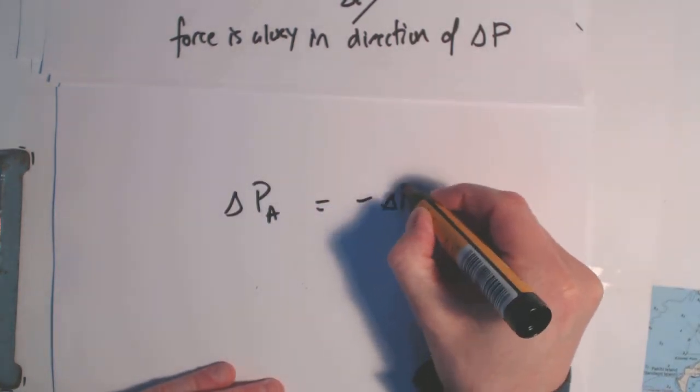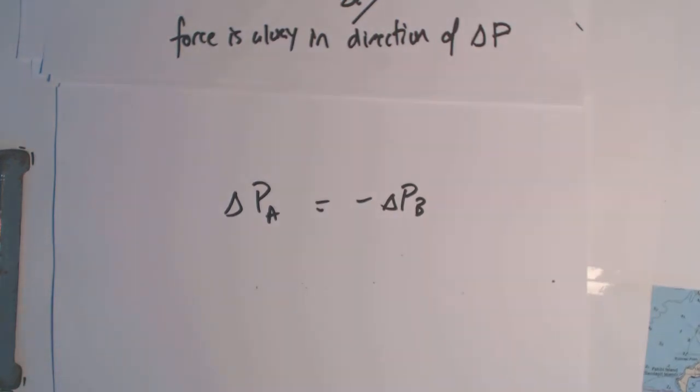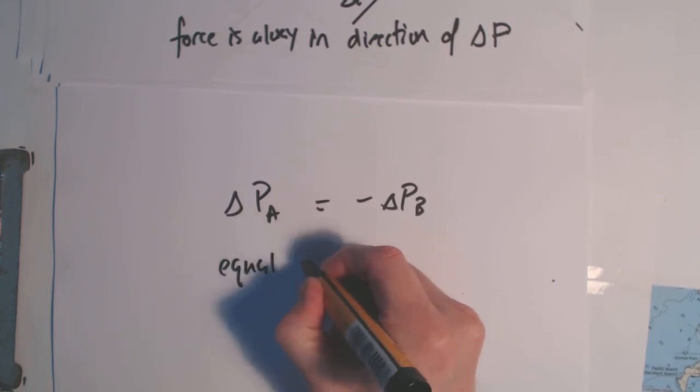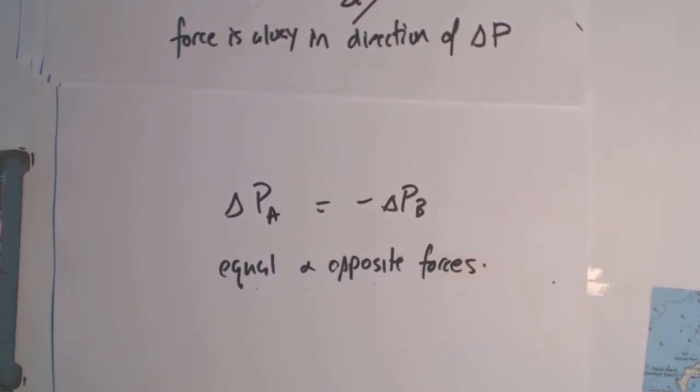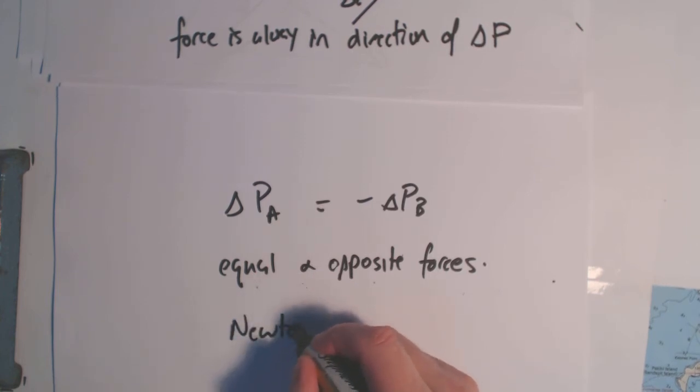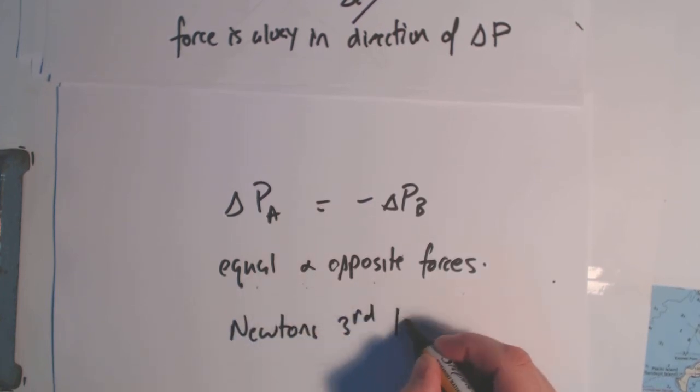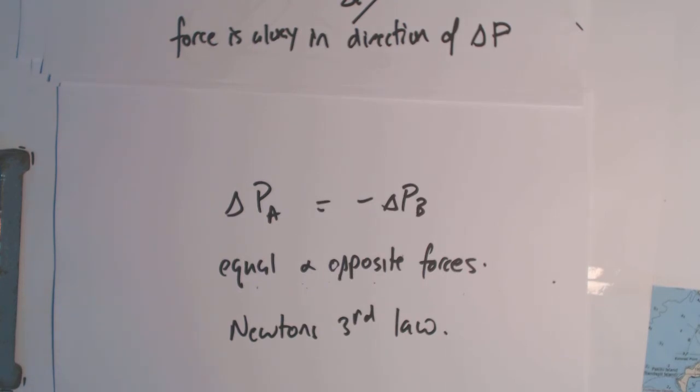So the force is in the direction of delta p, but we said delta p for A is equal to negative delta p for B. We've said they have equal and opposite changes in momentum. So they must have equal and opposite forces. Equal and opposite forces in that collision. That's Newton's third law. Remember Newton's third law? If you've got a force on A, then you've got an equal and opposite force on B. They're not on the same object. So this is what we needed to know a little bit about collisions.